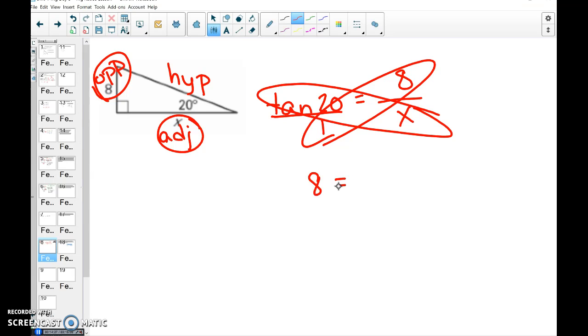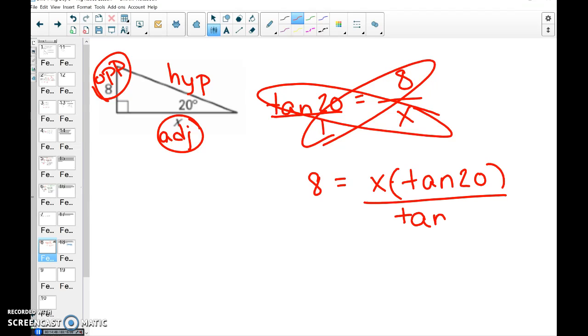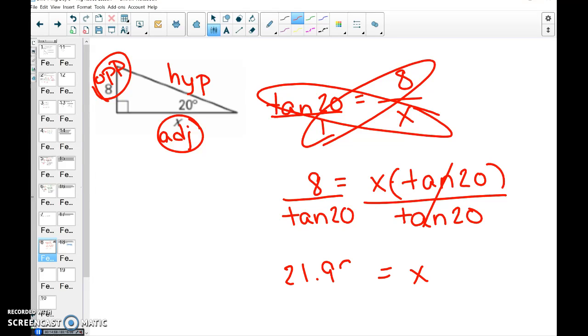8 times 1 is 8. And then you've got x times tangent 20. That means you're going to have to do a little bit of an extra step here to get x by itself. You're going to have to divide both sides by tangent 20 to get x alone. Okay, so one little extra step. If you do that, then you should get that x is 21.98.